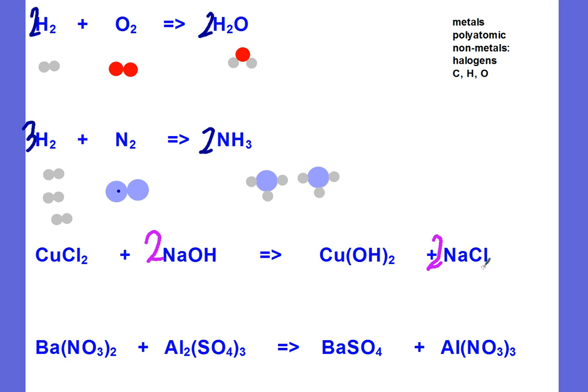I recommend you pause the video and have a go at it yourself, then you can press play and see how you went. Alright, barium nitrate reacting with aluminium sulfate to produce barium sulfate and aluminium nitrate.